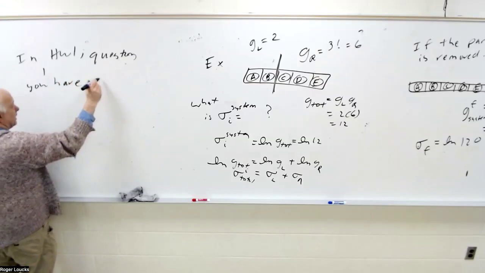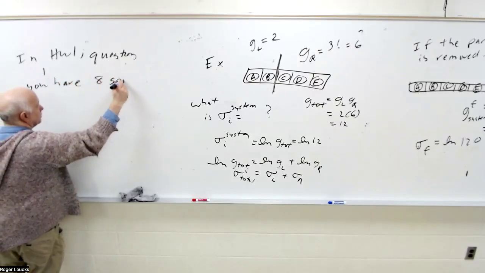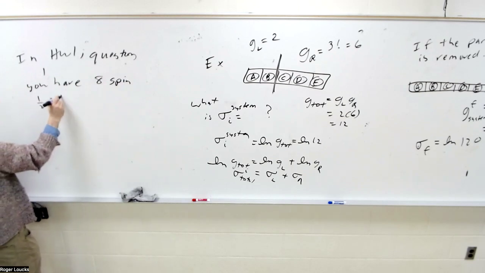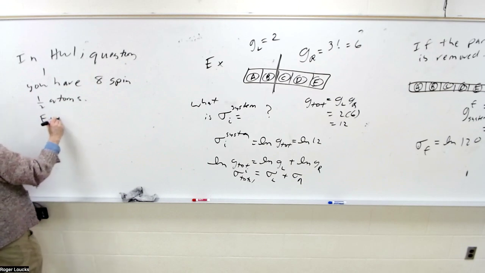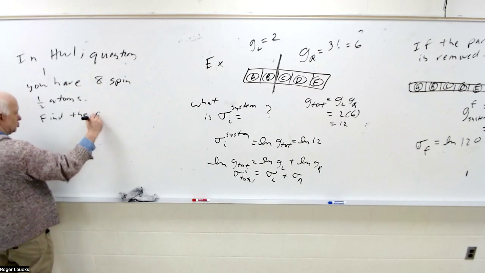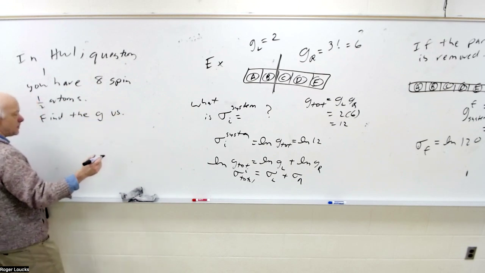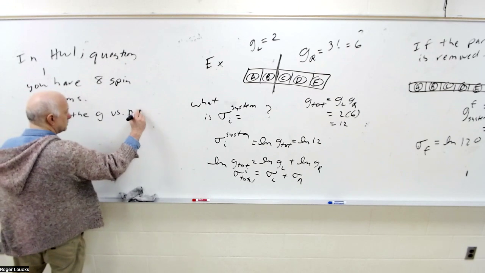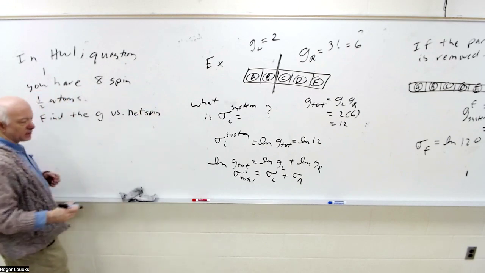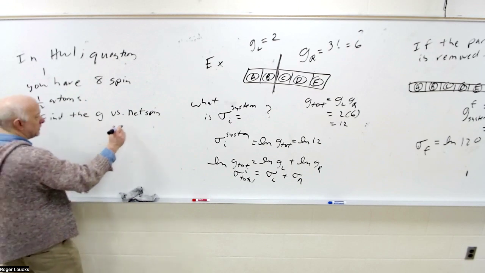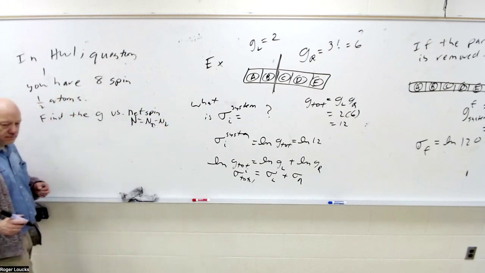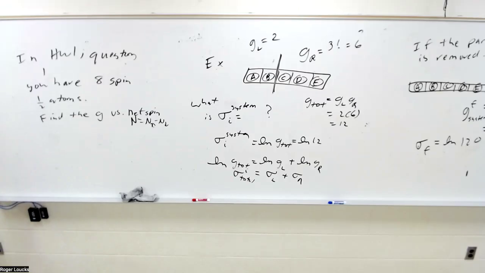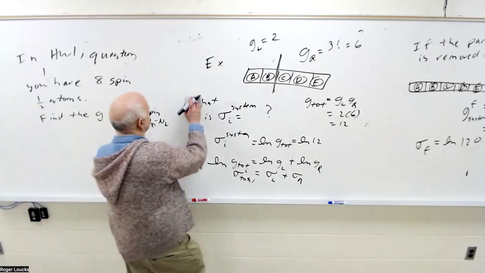You have 8 spin half atoms. And I want you to find the degeneracy versus net spin. By net spin, I mean the net number of spin. This net spin is going to be n equals n up minus n down. Okay. So you're going to make a little table here. I ask you for a table.